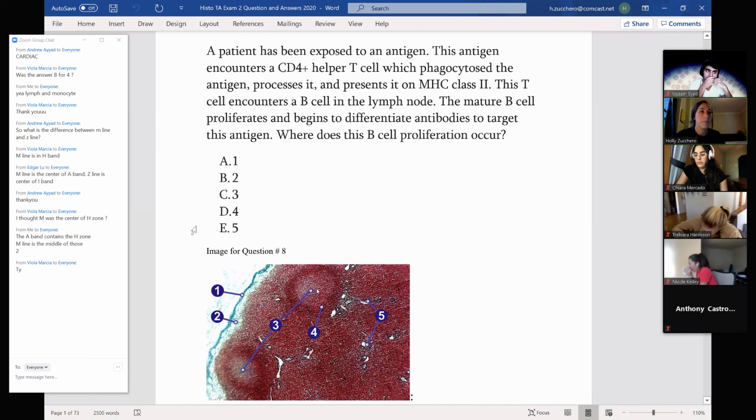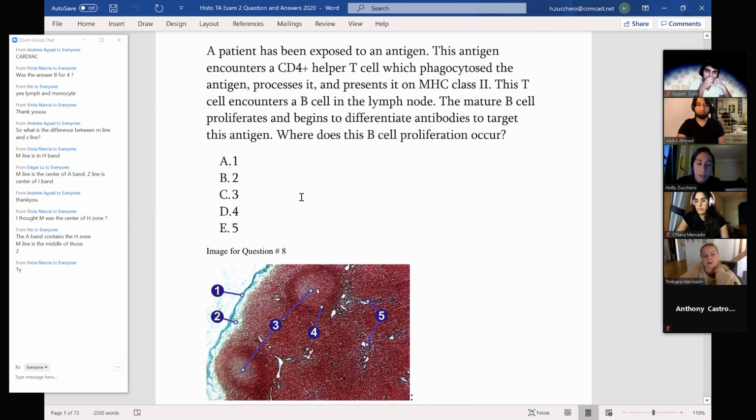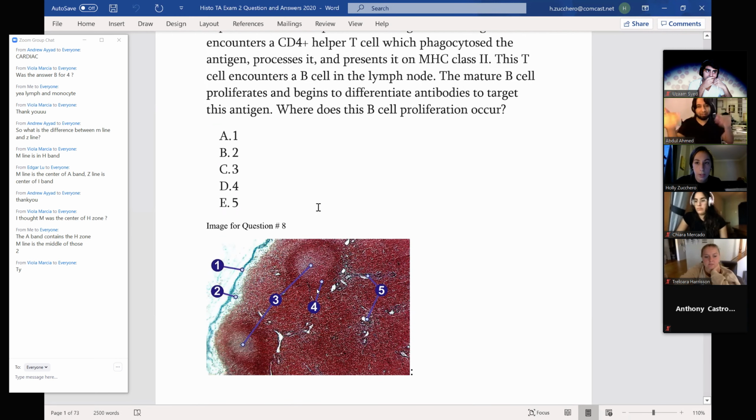Kenny or Sam, you want to help me out there? They're usually in the paracortex, and then they kind of meet, and yeah, all that. So yeah, this would be your germinal center.